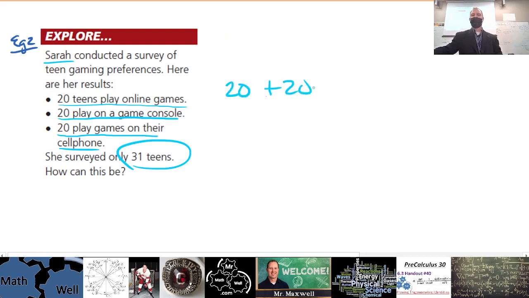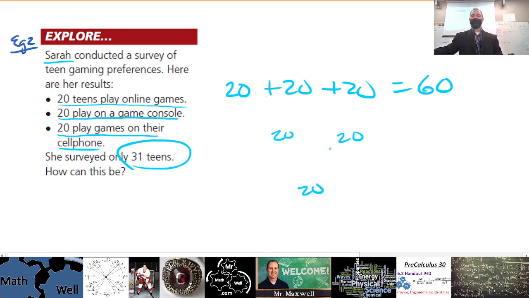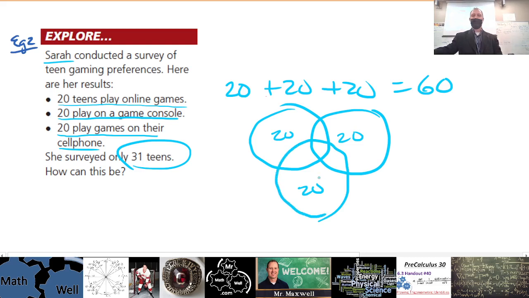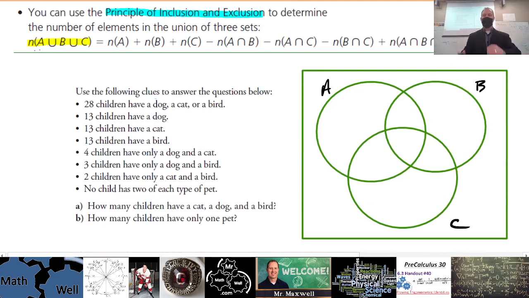We have 20 plus 20 plus 20. That equals 60. But of course, we understand that these are not disjoint sets, but instead, these are overlapping sets. So some teenagers might do more than one thing, obviously. And this 20 could actually be separated into, some of it goes to that section, some of it goes to this, some of it goes to this. So it's actually not a full 20, a full 20, and a full 20 that we add up. Right? Good? Okay.